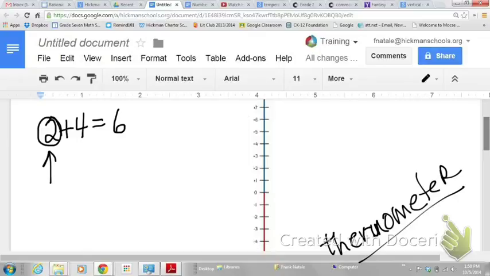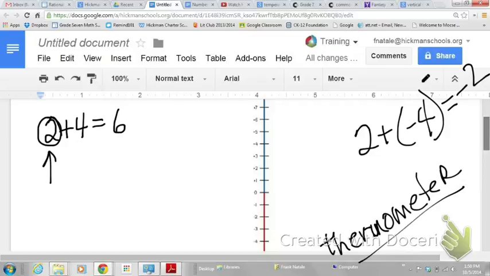And again, there's going to be a question about this, so just so you know, you have some experience with it. If we went ahead and did the other problem, we had 2 plus negative 4, which equals negative 2. And so we had our 2. We went up 2.